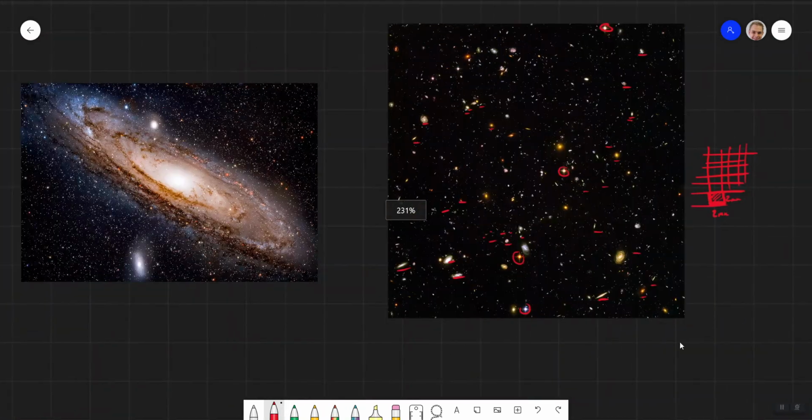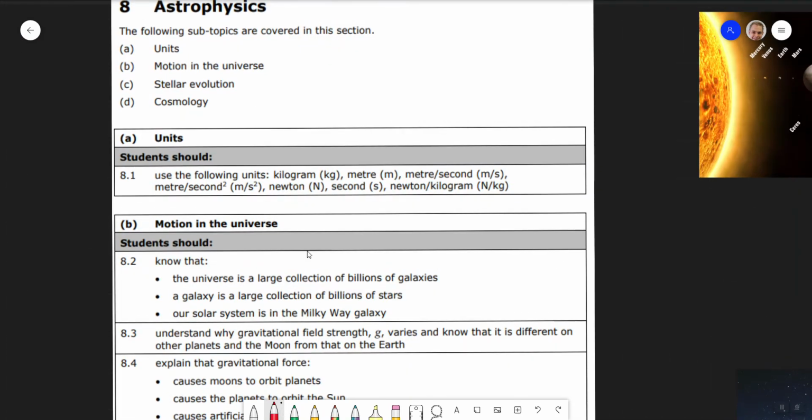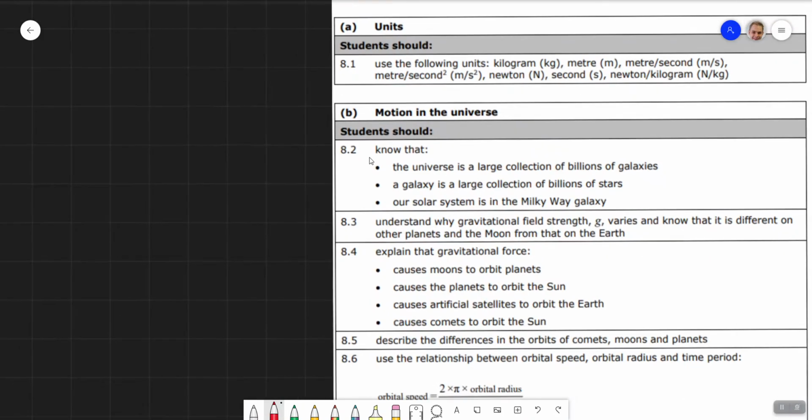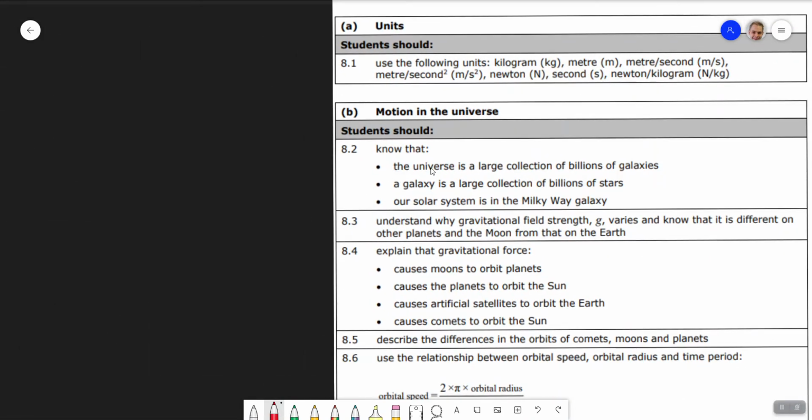So there's not a lot to know. You just need to know this. There's not really a nicer way to write it: know that the universe is made of billions of galaxies. It's enormous.